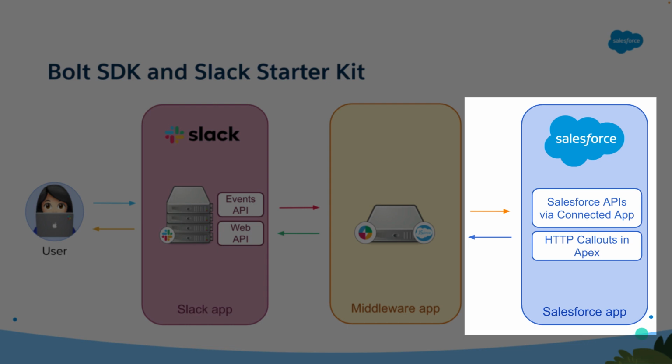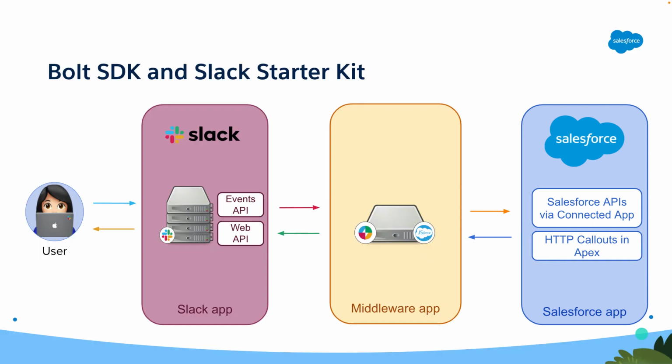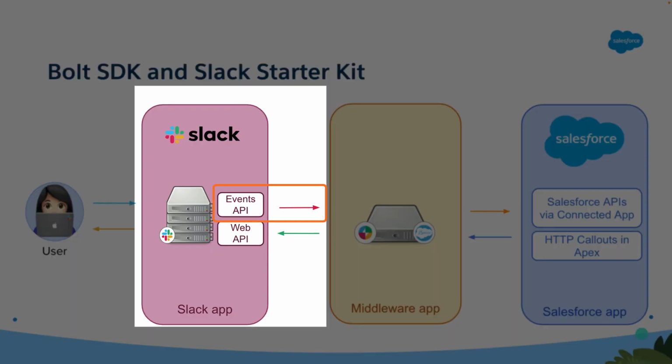Salesforce apps can receive requests from the external systems through Salesforce APIs via connected app. It can send the requests to the external systems using HTTP callouts in Apex. Similarly, events from Slack can be sent with Events API, and we can query information and enact changes in the Slack workspace using Web API.